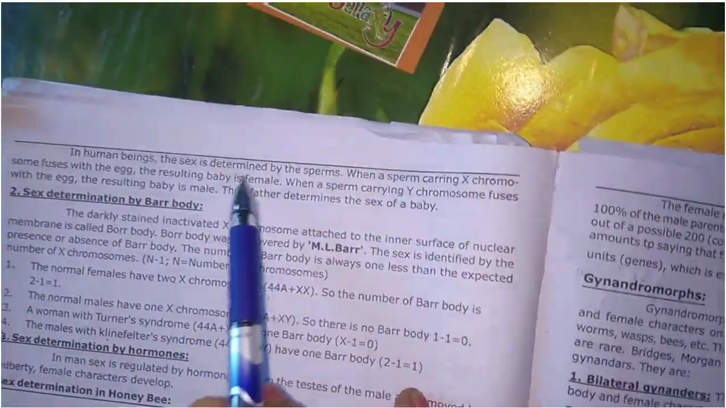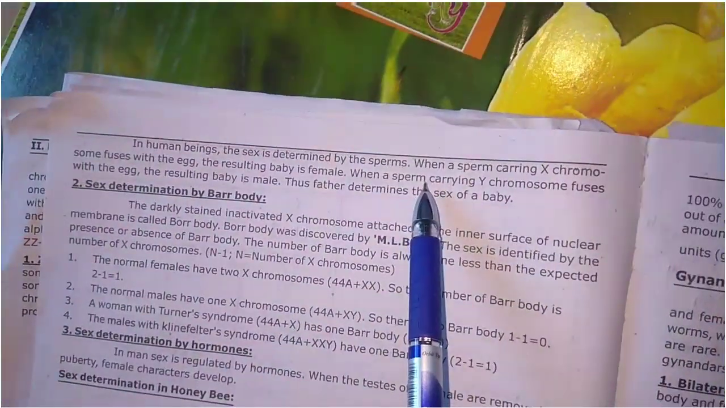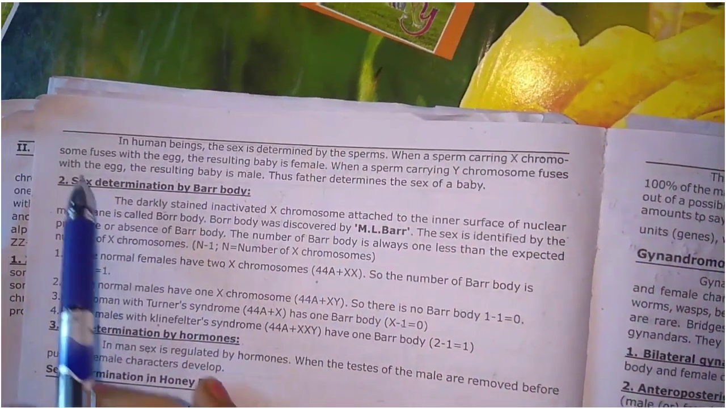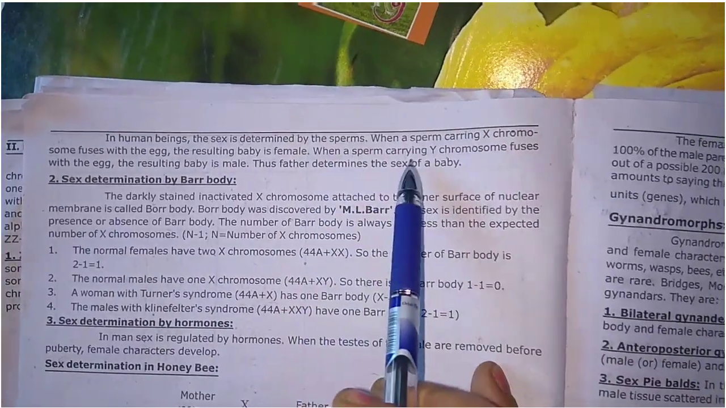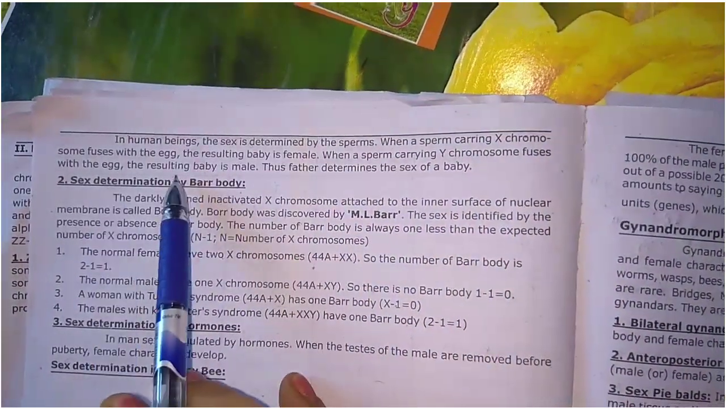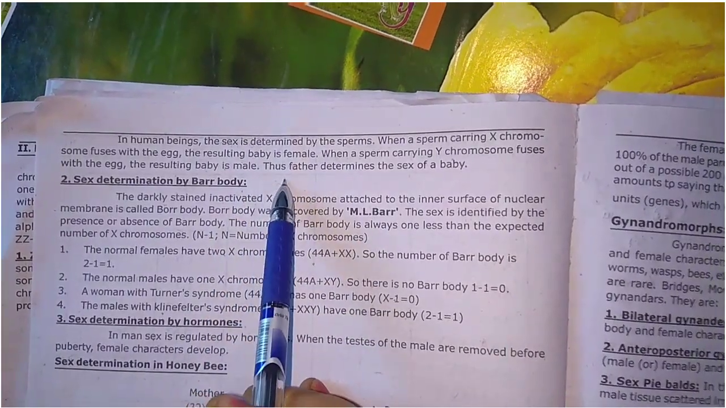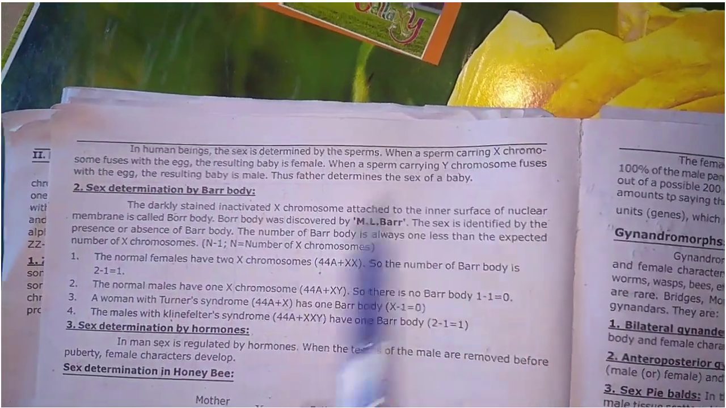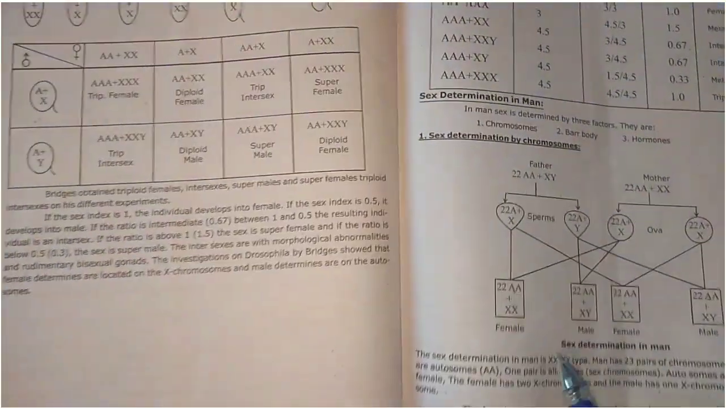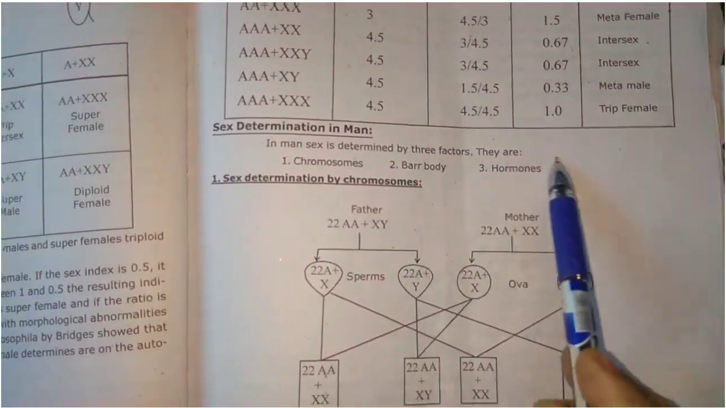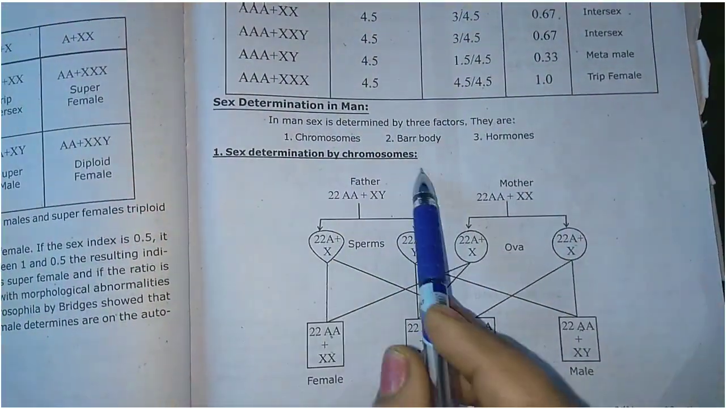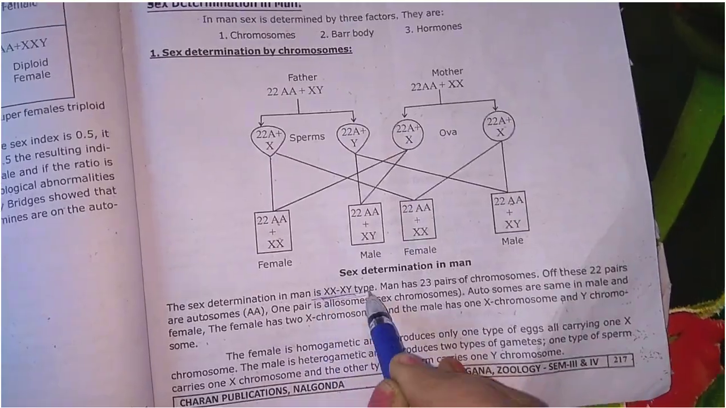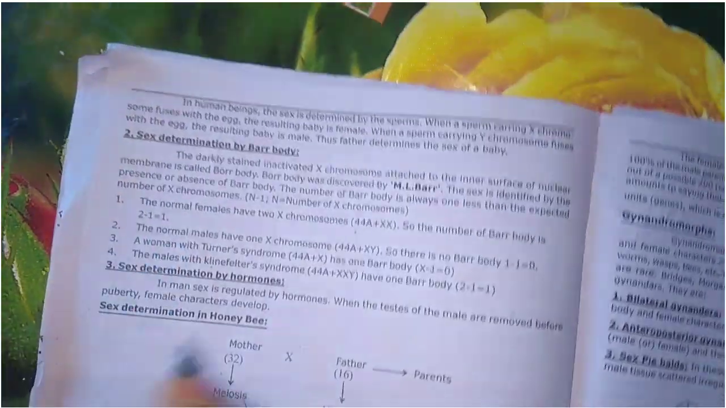In human beings, the sex is determined by the sperms. When a sperm carrying the X chromosome fuses with the egg, the resulting baby is female. When a sperm carrying the Y chromosome fuses with the egg, the resulting baby is male. Thus, the father determines the sex of the baby. So what I am explaining here is sex determination in man, first of all by the chromosomes, with the XX-XY type. That's it. Okay.